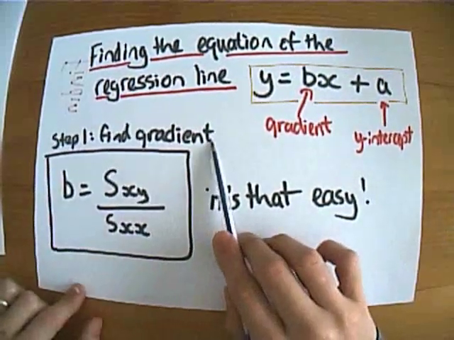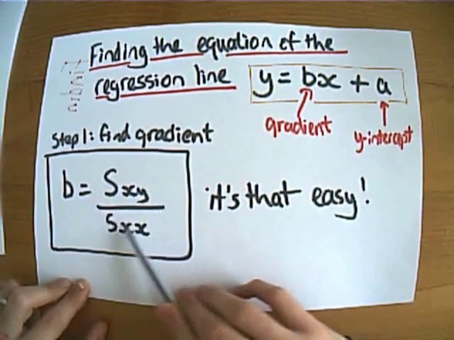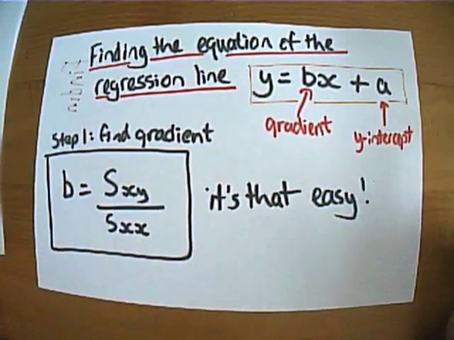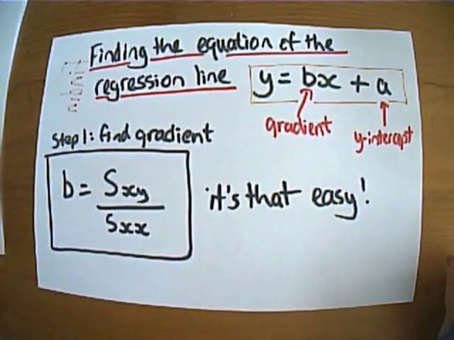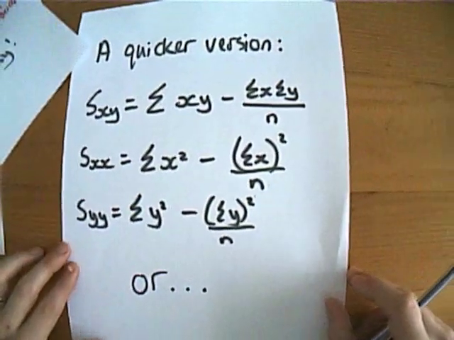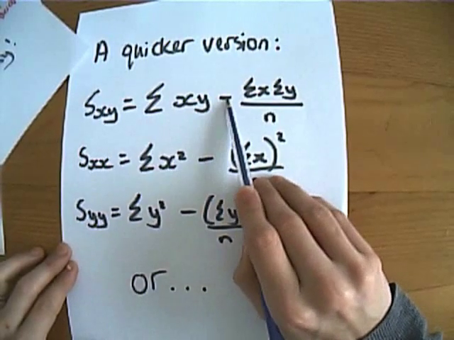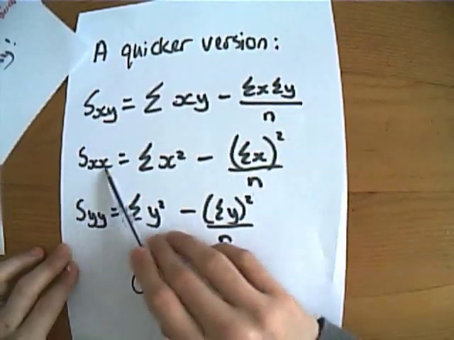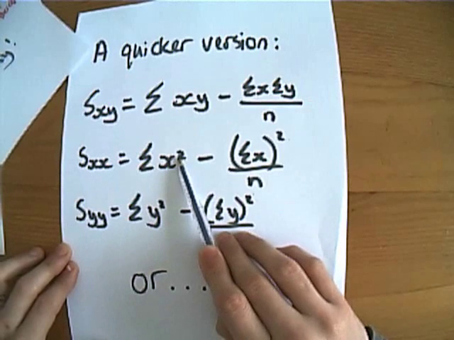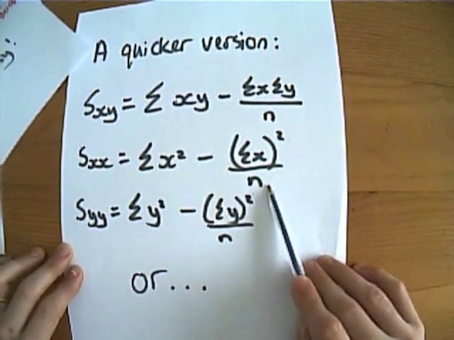Step 1, how do you find the gradient? You literally calculate SXY and SXX, and the gradient for your equation of line of best fit is SXY divided by SXX. It is that easy. Let's just remind ourselves how we find SXY and SXX. SXY is the sum of x times y's, taking away the sum of x times the sum of y divided by n. And SXX is the sum of all your x values squared, taken away the sum of the x values, squared, divided by n.